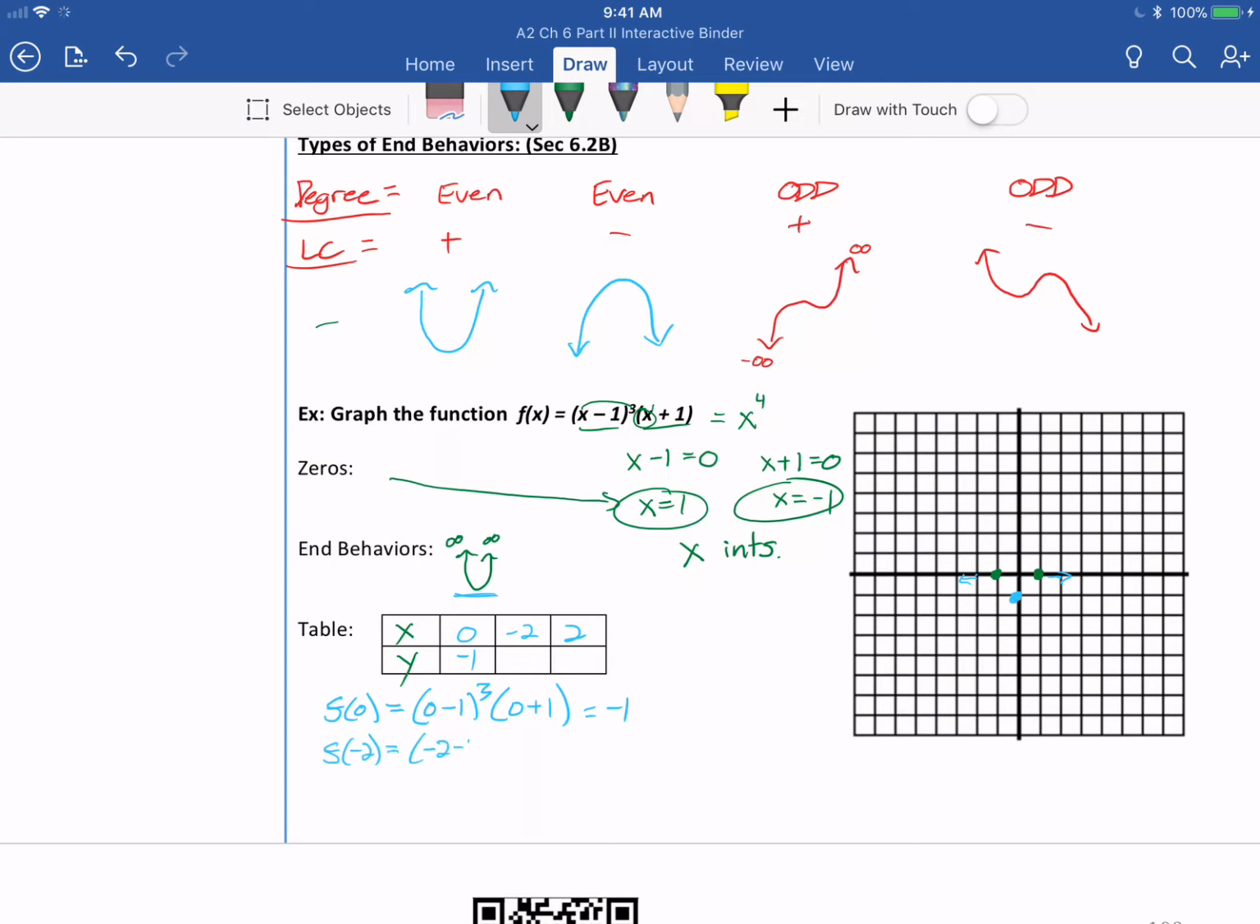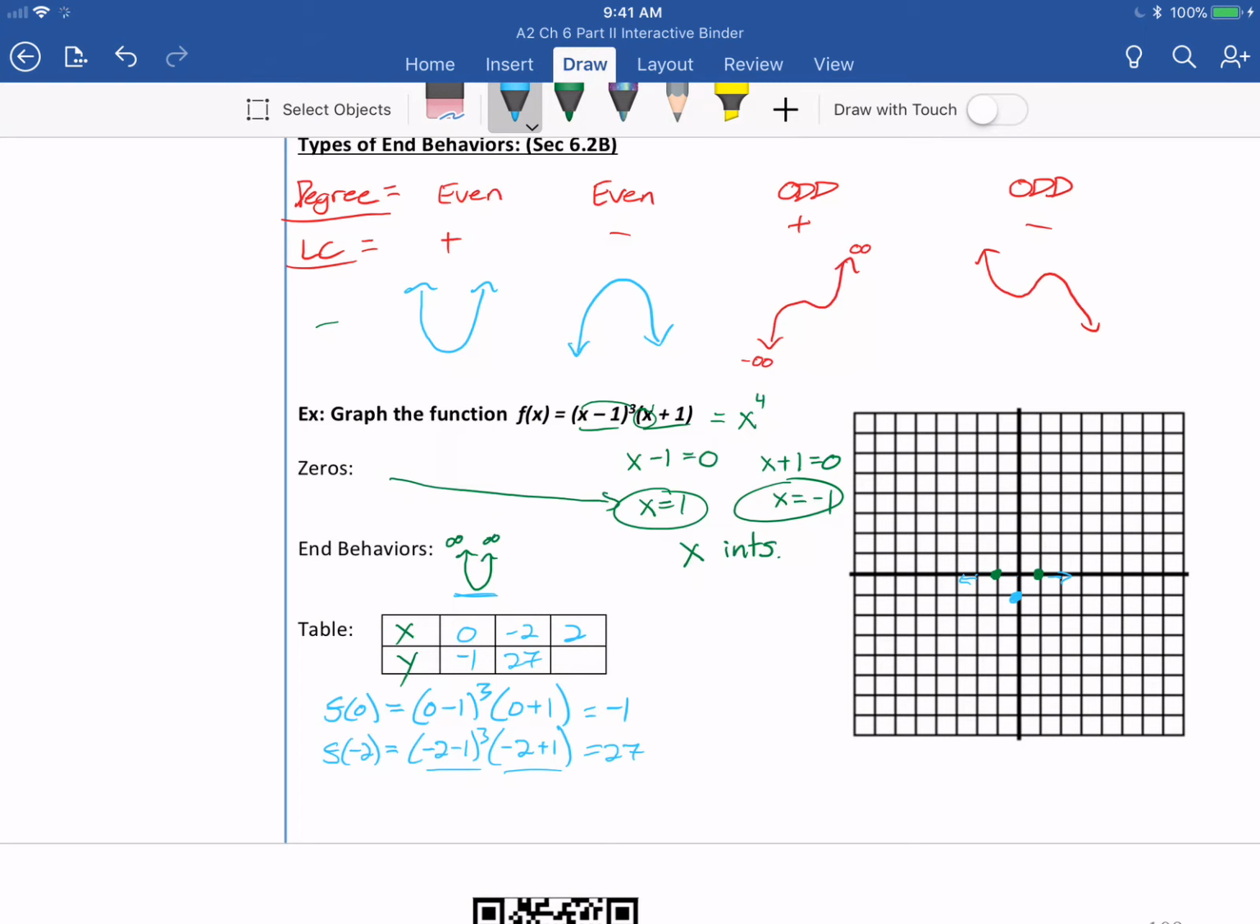f of negative 2 is equal to negative 2 minus 1, cube that, and then I have negative 2 plus 1. Negative 2 minus 1 in here is going to be negative 3. Negative 3 cubed is going to be negative 27. And then times a negative 1 here is going to be positive 27. So this guy gives me positive 27. So that's a big number, and that's all right.